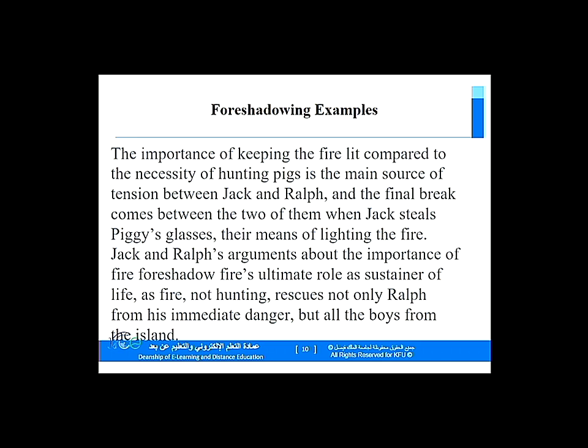Jack and Ralph's argument about the importance of fire foreshadows fire's ultimate role as sustainer of life, as fire, not hunting, rescues not only Ralph from his immediate danger, but all the boys from the island. So in the end, it's fire that saves the boys, not hunting.